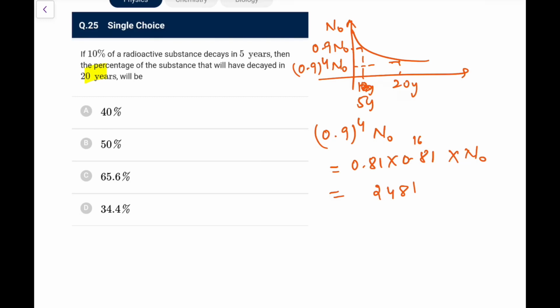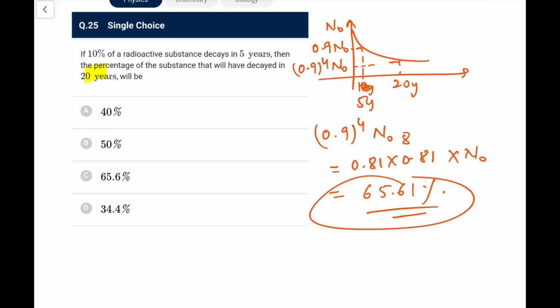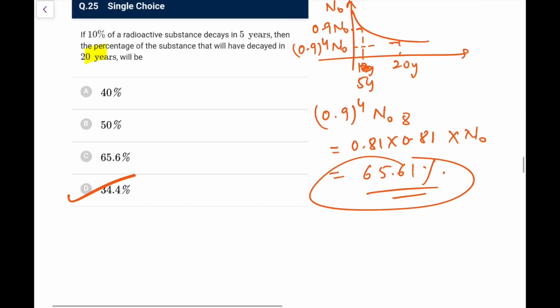Let me check again, let me calculate it again. I might have done some mistake. Let me multiply it again. 81 ones are 81, 81 eights are 648, plus 8, 656. So 65.61%, I can say directly, will be remaining. So the percentage that would have decayed would be 34.4%. This would be remaining, and that would have been decayed.